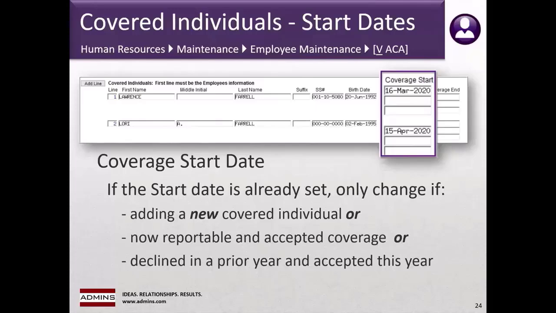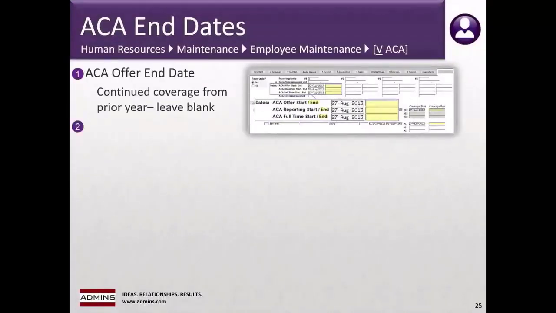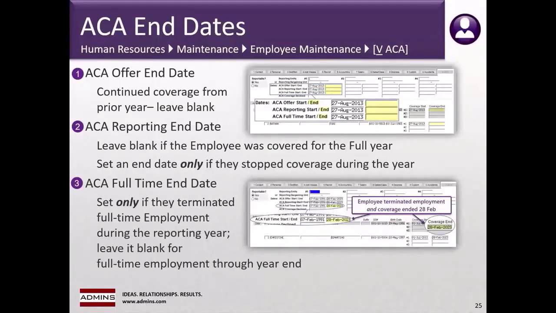Let's look at the ACA end dates now. If the employee continues coverage from the prior year, leave all the ACA end dates blank. By leaving the ACA end dates blank, the system understands that coverage is for the entire year. An employee who is offered coverage but terminated or declined mid-year is still reportable.